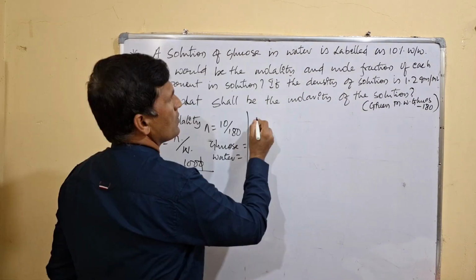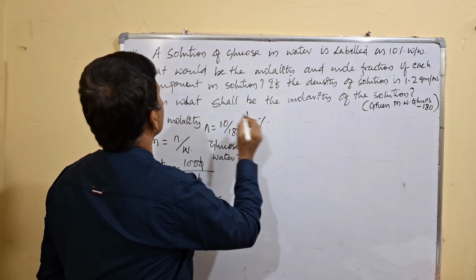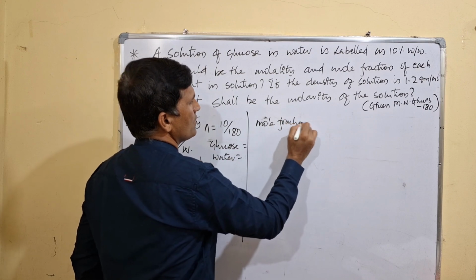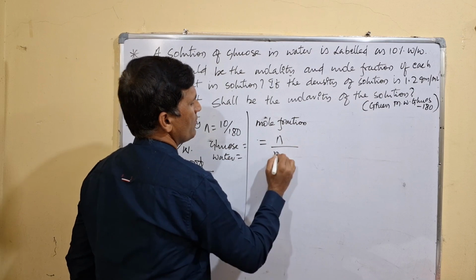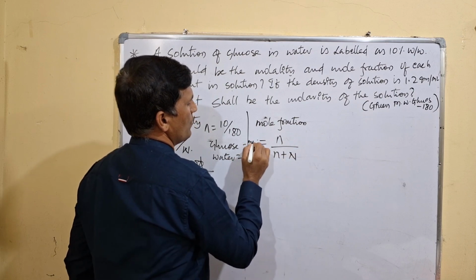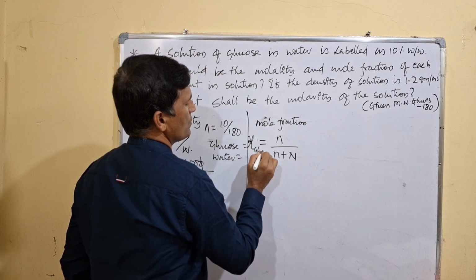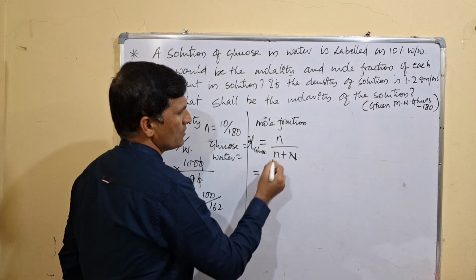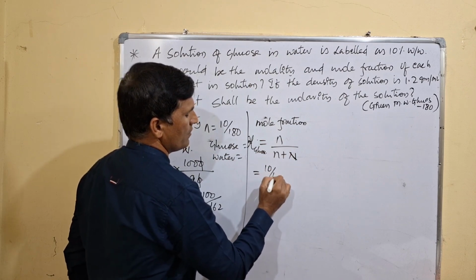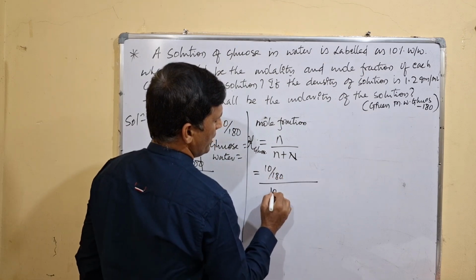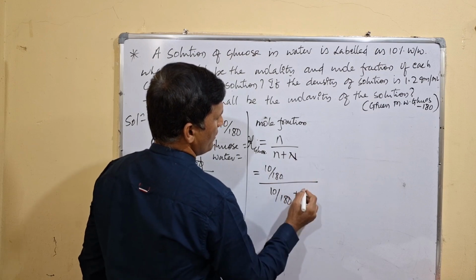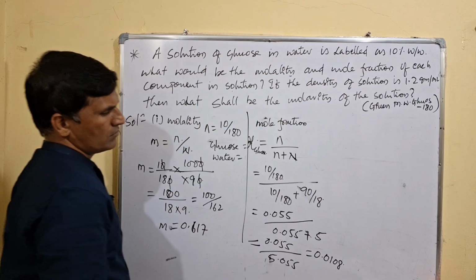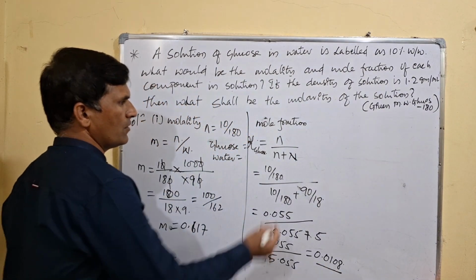Then next, they have asked for mole fraction, the second one. In mole fraction we already know the formula n divided by n plus N. Mole fraction x of glucose corresponds to n divided by n plus N, that is nothing but the number of moles of solute divided by the total number of moles. That is 10 divided by 180, divided by 10 divided by 180 plus the solvent, 90 divided by 18. If you simplify this, the answer you get is 0.018, the mole fraction of glucose in the given solution.